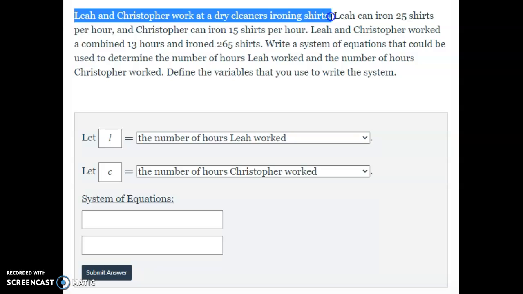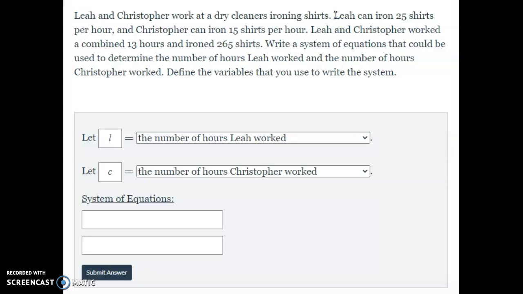If it's not math, we're going to ignore it. So this is not math. Leah and Christopher work at a dry cleaners ironing shirts. There's no real math there, so it gives us some context, but it doesn't help us with our equation. But here comes some math.